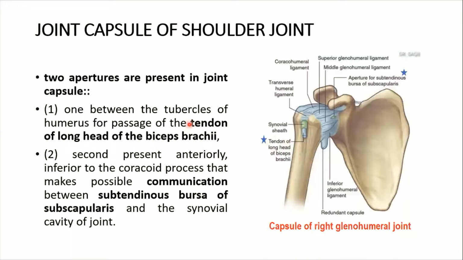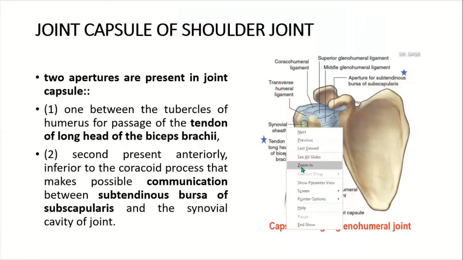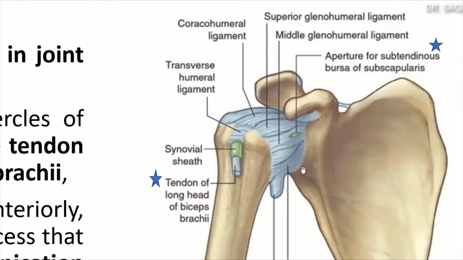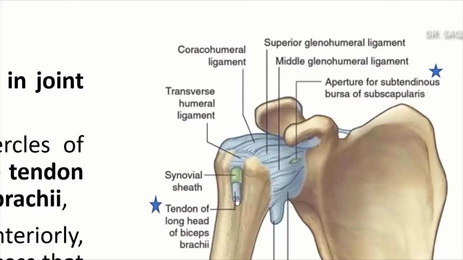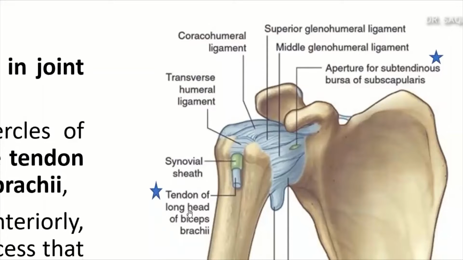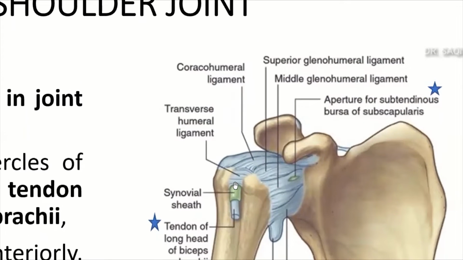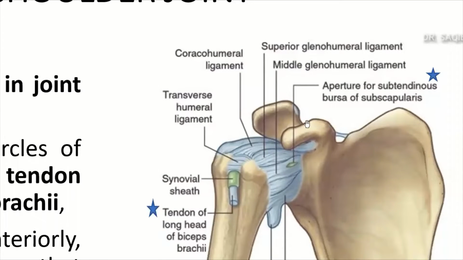So let's talk about the two apertures present in the joint capsule. Here is this one, and this is number 2, right? I better zoom in on that. You could see this one aperture is for the tendon of the long head of the biceps brachii, where a synovial sheath is present around it. So it comes out of it, and this is an aperture in the joint capsule. And the second is the aperture for the subtendinous bursa of the subscapularis. Here, this is below the coracoid process.